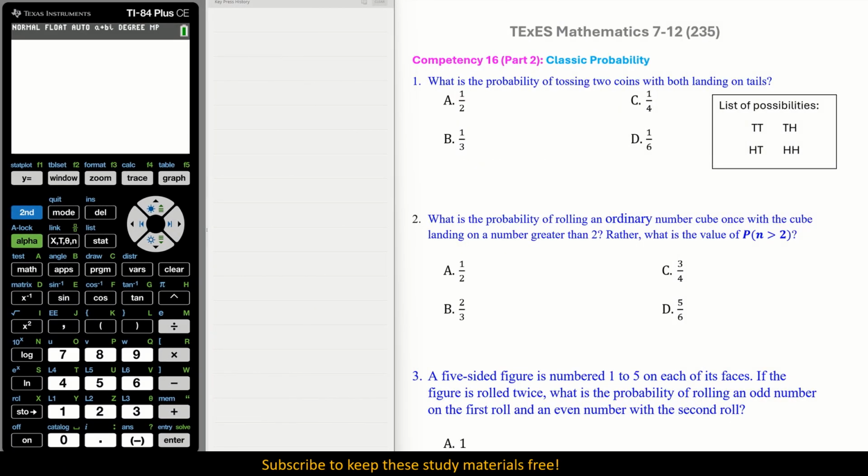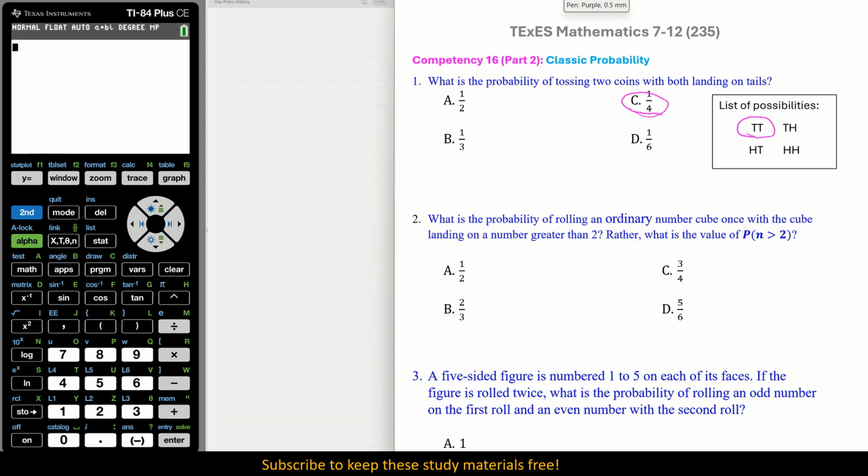Number 1, what is the probability of tossing two coins with both landing on tails? To the right are the actual possibilities, four of them, and we want both on tails. Well, of course, that's T and T, tails and tails. That's 1 out of 4, so that would be 1/4. And obviously, we can see that's option C.